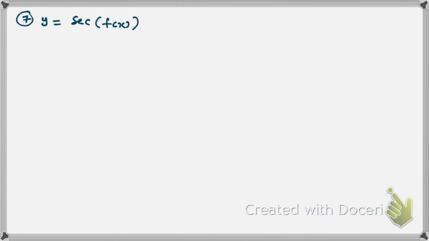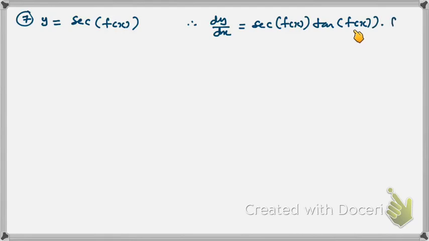Next is y is equal to sec of f of x. And the derivative of sec x is sec x tan x. So what's the derivative of sec of f of x going to be? Sec of f of x would be sec of f of x tan of f of x into f dash of x. One more time. Sec x would be sec x tan x. So sec of anything would be sec that into tan that into the derivative of the inside function. So sec f of x is sec f of x tan f of x into f dash of x.